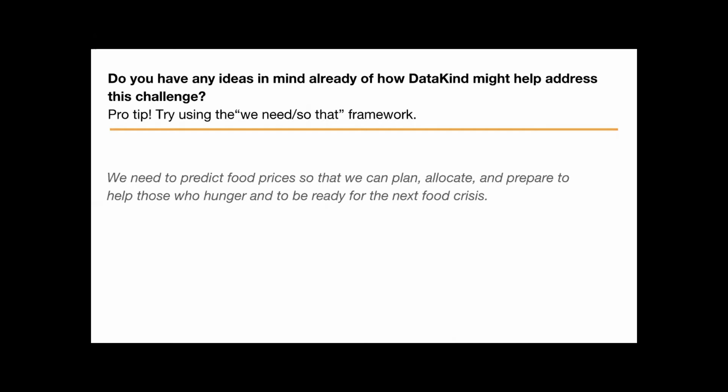If we look at this description down below, we can see the first half says we need to predict food prices. So here we're saying we need to do this thing so that we can solve a specific problem. In this case, it's so that we can plan, allocate, and prepare to help those who hunger and to be ready for the next food crisis.